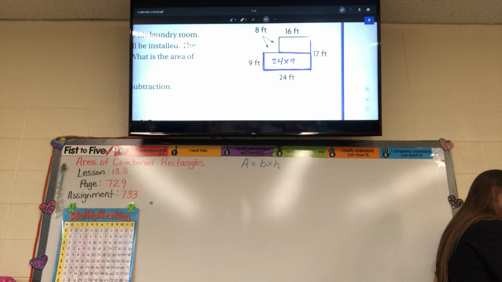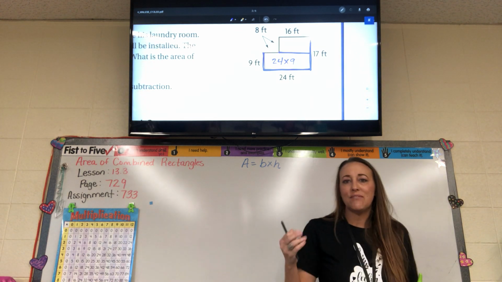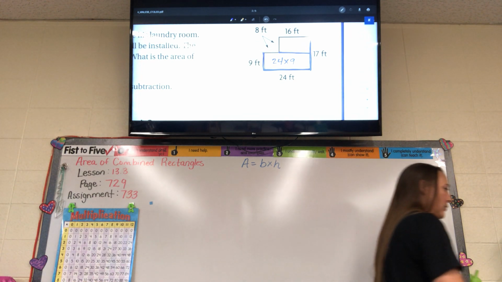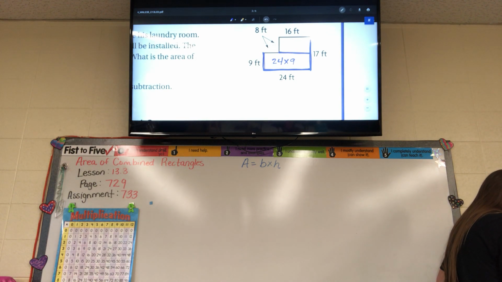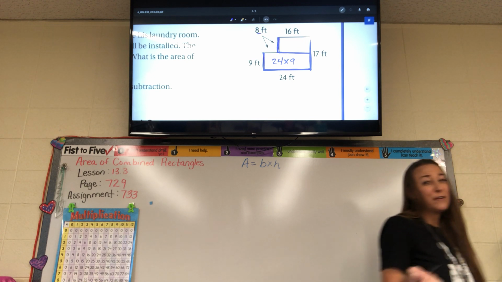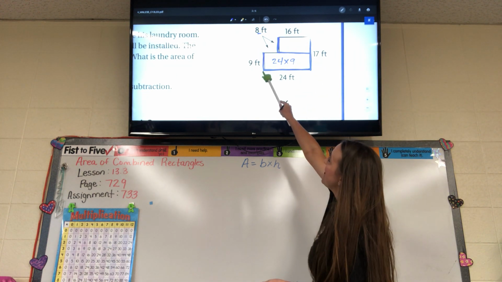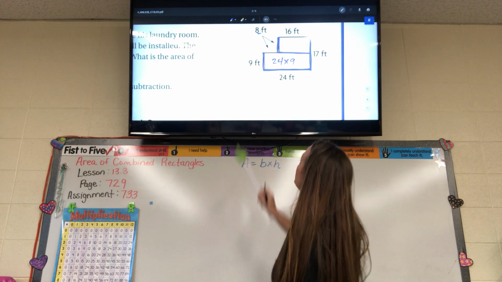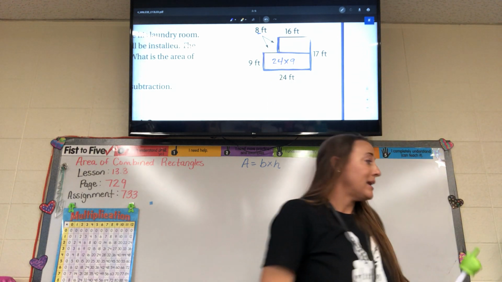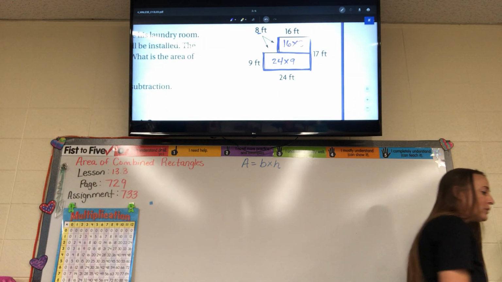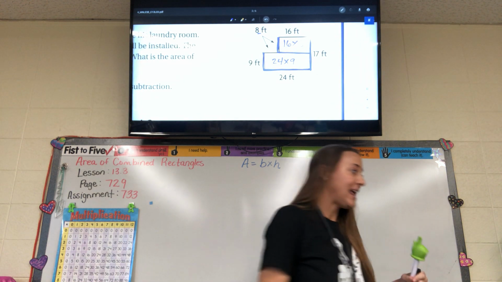This one though, I can't use 17 because part of the 17 is down in the lower rectangle. So I have to use this side over here as my height, which I see is 8. But I can also figure out that was 8 because 17 minus the 9 foot is 8 foot. So for that top one, I'm going to have to multiply 16 times 8. And then once I have the bottom rectangle and the top, I can add them together.